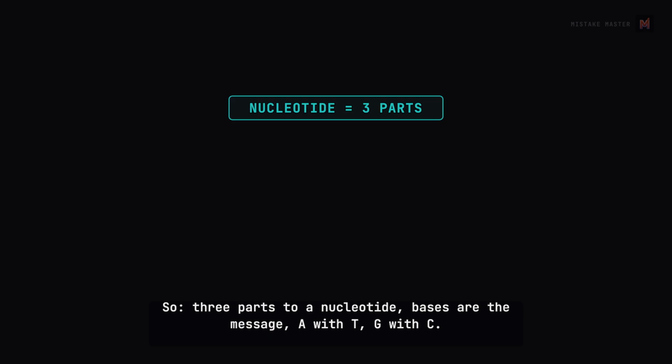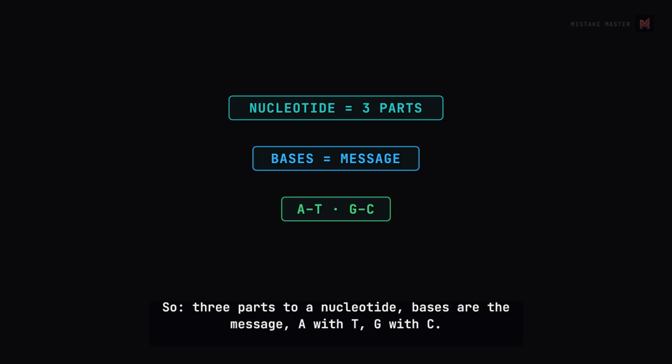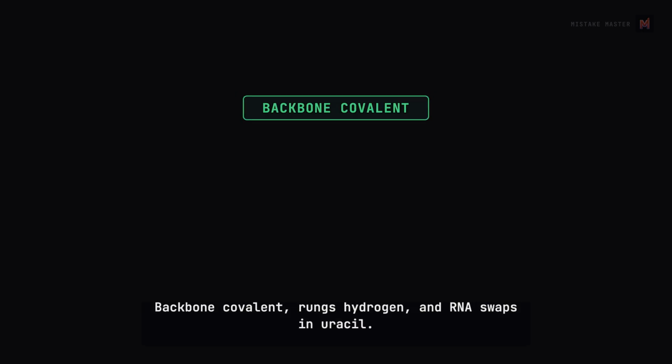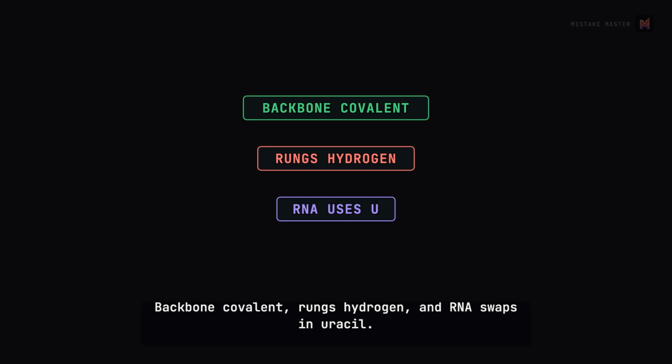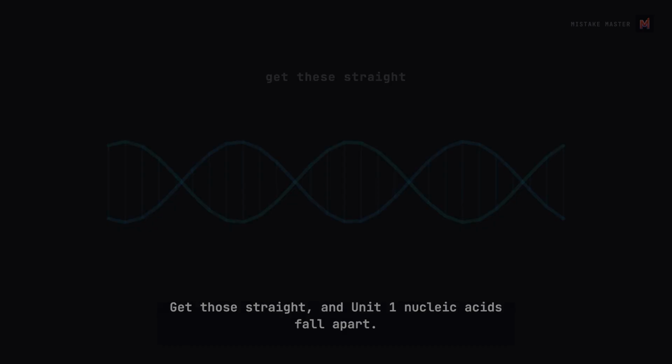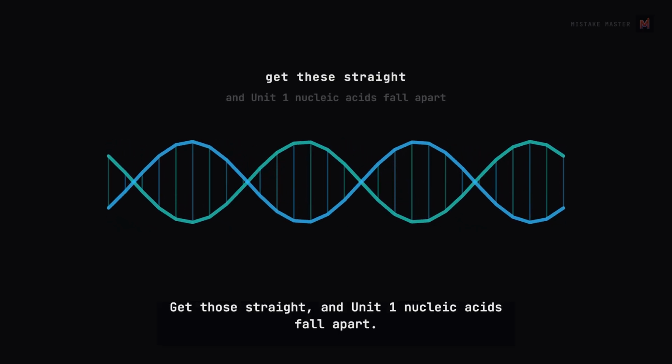So, 3 parts to a nucleotide. Bases are the message: A with T, G with C. Backbone covalent, rungs hydrogen, and RNA swaps in uracil. Get those straight, and Unit 1 nucleic acids fall apart.